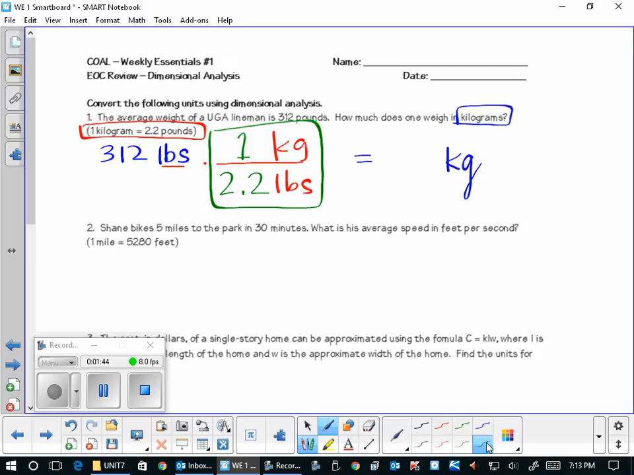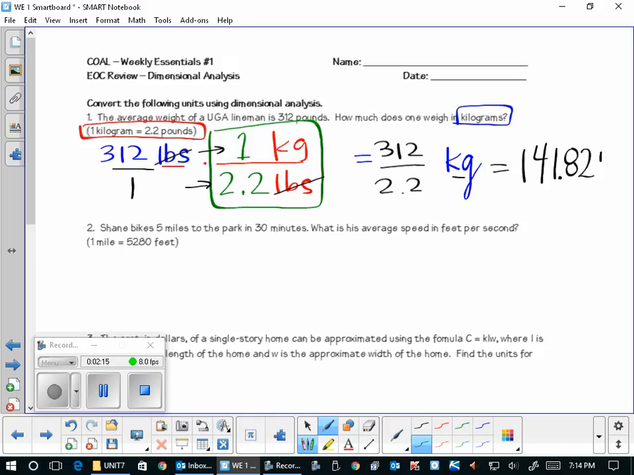Now, I'm going to go ahead and cancel the pounds units. The only thing I have left are kilograms in the numerator, and that's what I want. So now I can multiply straight across. 312 times 1 is 312. 1 times 2.2 is 2.2. And then here I need to divide this. 312 divided by 2.2 is 141.82 kilograms.